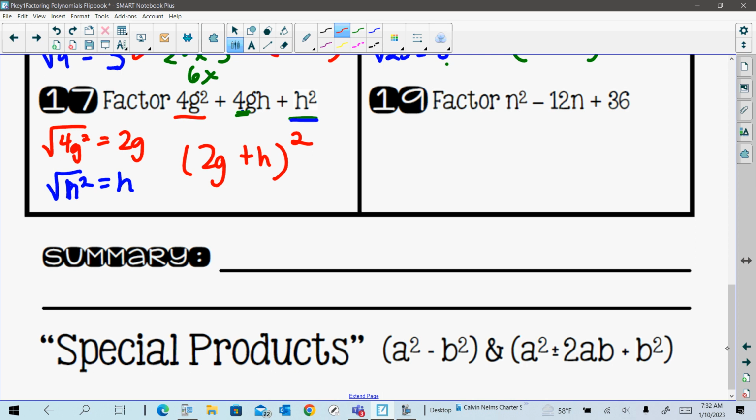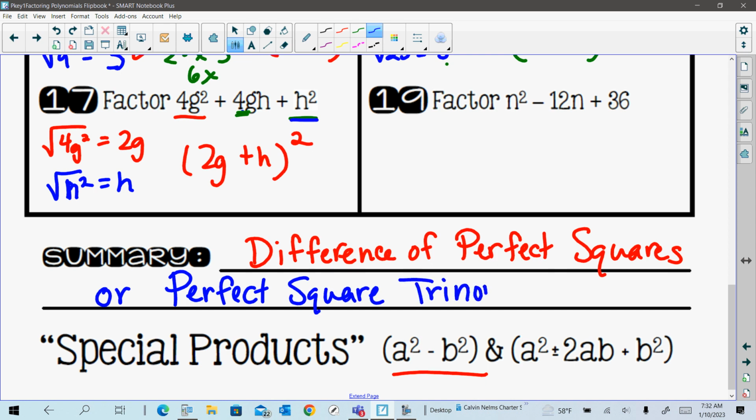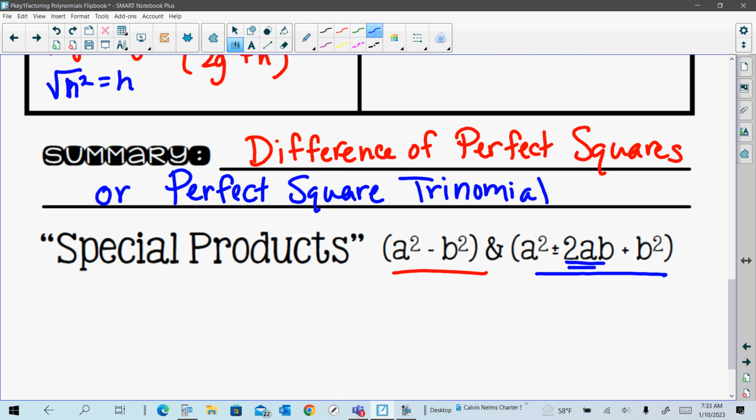And then just got to know we have 2 types here. We have a difference of perfect squares, or you're going to have a perfect square trinomial. If it's a trinomial, you just got to make sure you check for this middle. It's twice that perfect square. There's twice of those perfect squares.